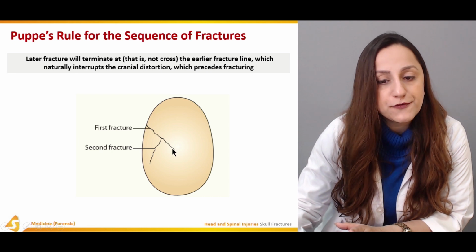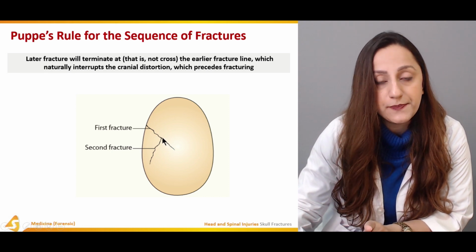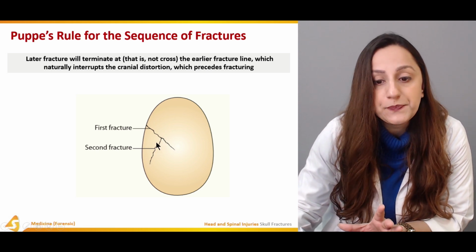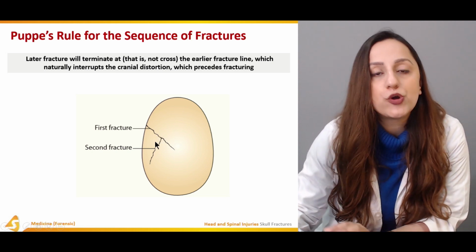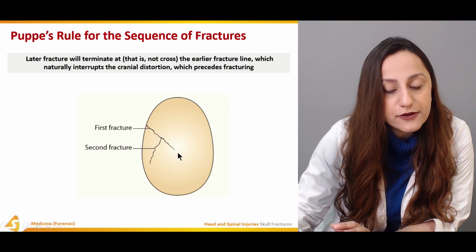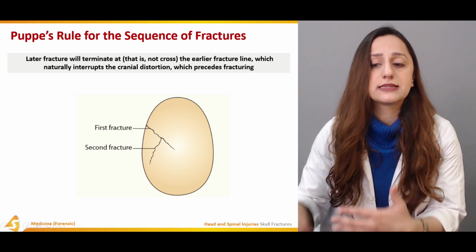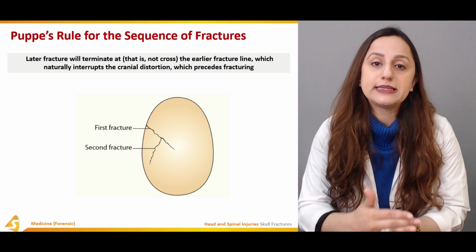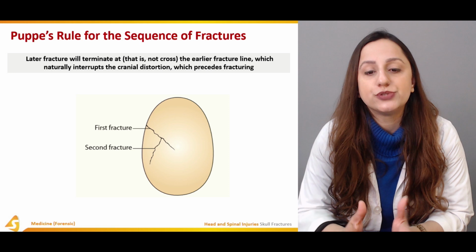For example, this is the first fracture and this is the second fracture. So it will basically communicate with the first fracture. It will end up over here at the first fracture. Maybe if the first fracture had not been there, it would have gone past through this line. But according to Puppe's rule, this is the first fracture and this is the second fracture. So if we have a skull and want to assess which was the first fracture and which fractures proceeded through that line, we can easily assess them according to Puppe's rule.